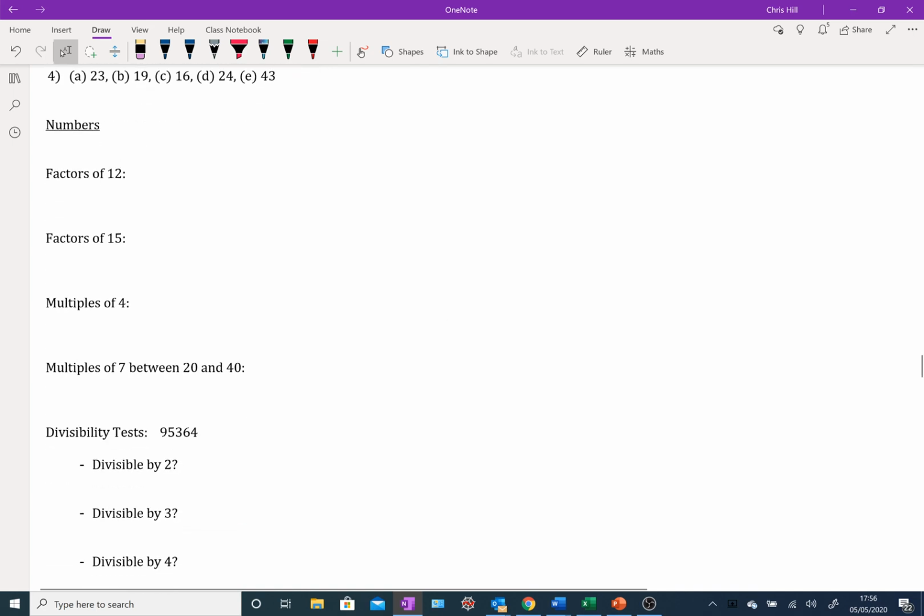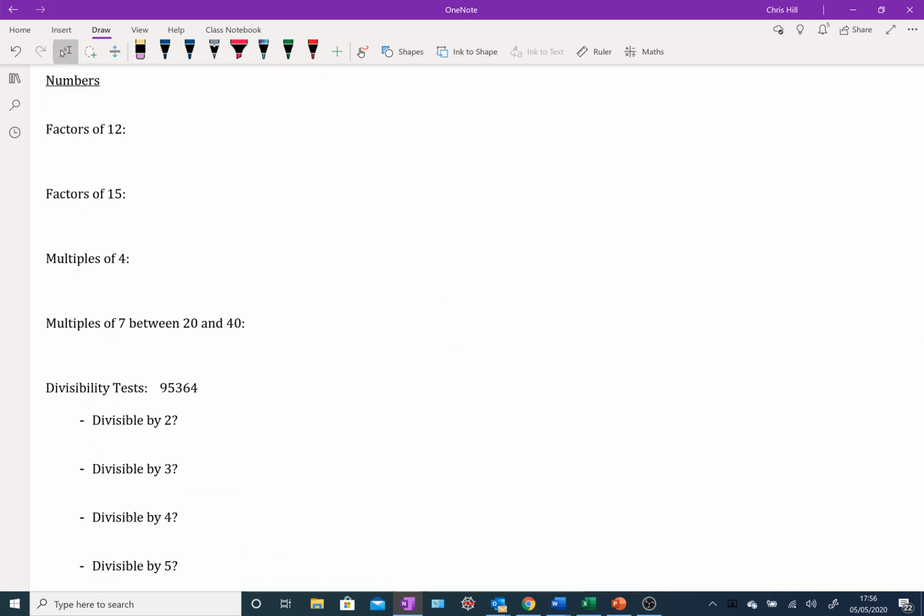So the third thing we were going to revise today was numbers. Right, so factors of 12. Remind you, a factor is a whole number that divides into a number. So in this case, the factors of 12 will be 1, 2, 3, 4, 6, and 12. So it's all the numbers that divide into 12. Okay, another example will be factors of 15. So we know that 1 divides into 15, 2 doesn't, so 3, 5, and 15.